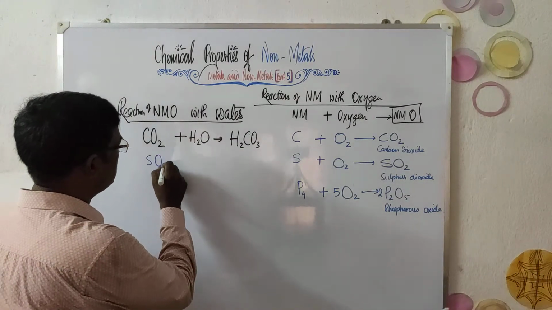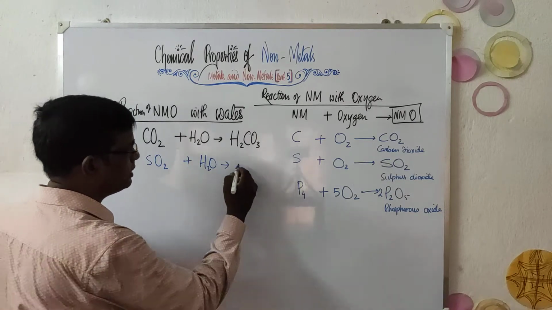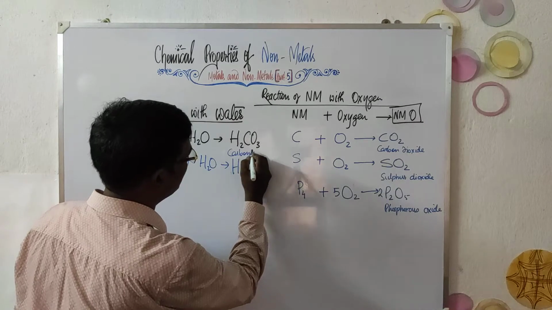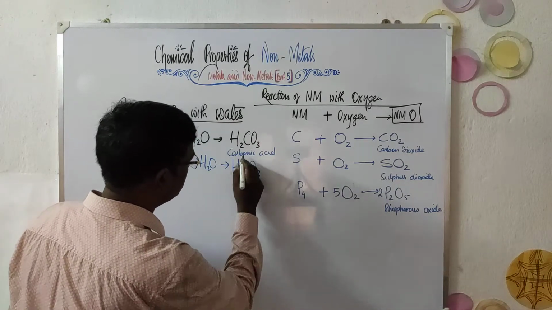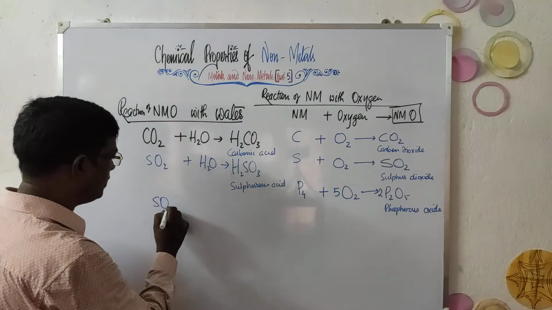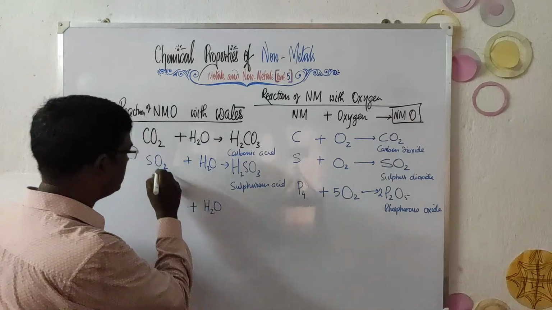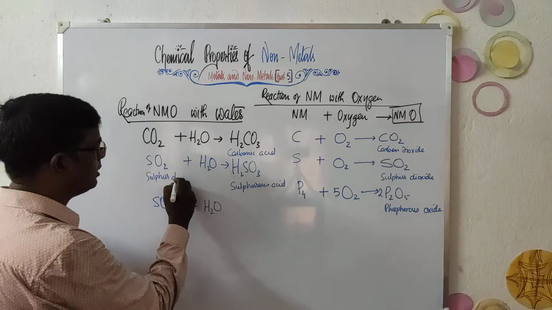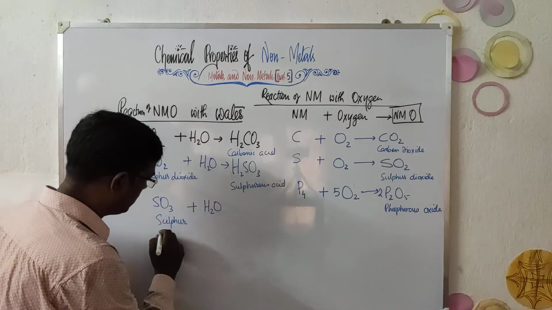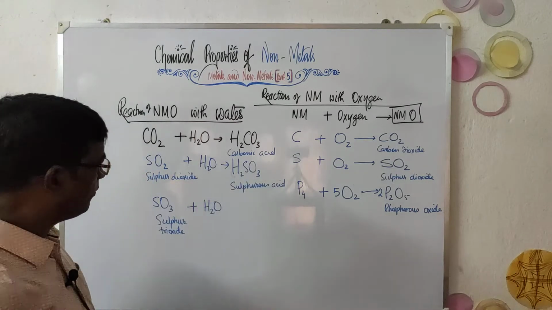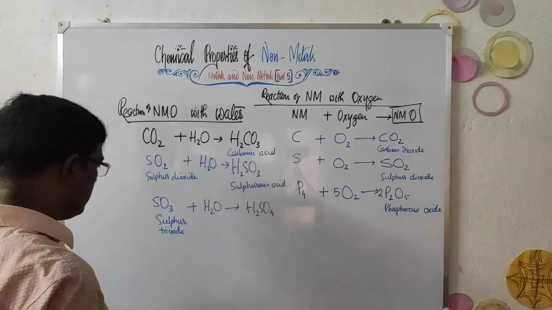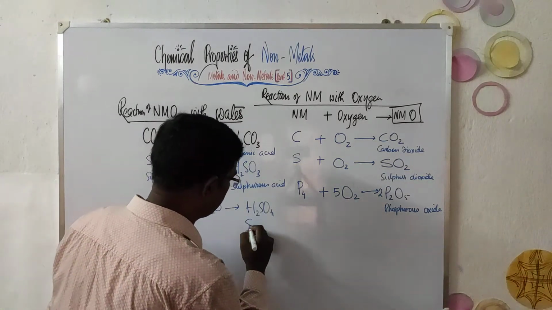Next, similarly, sulfur dioxide, when it combines with water, produces sulfurous acid, H2SO3. This is carbonic acid, and this is sulfurous acid. Next, when sulfur trioxide combines with water, it gives you a very strong, very popular acid, H2SO4, sulfuric acid.